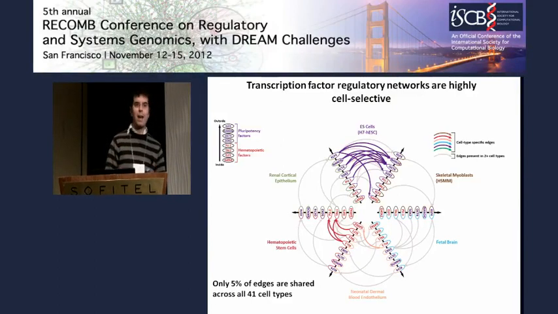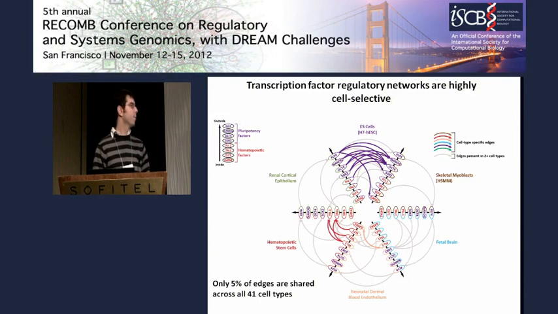Also, I really want to highlight the diversity between these networks. Really, only 5% of the edges we're calling are actually shared across all 41 cell types. Most of these edges are unique to one cell type, and there is strong diversity between transcription factor networks in humans.